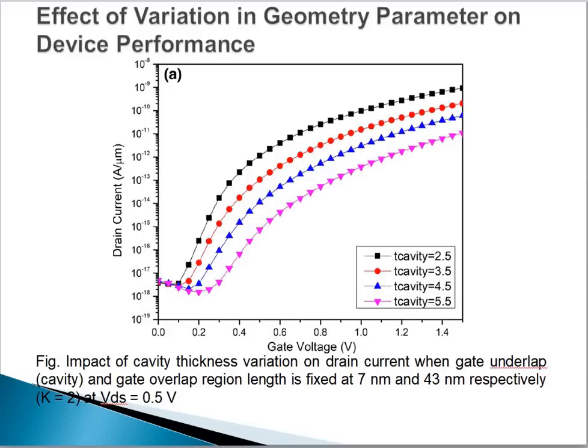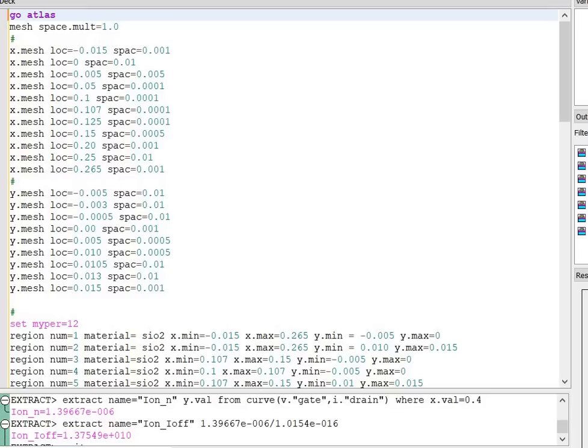Next, we will move to the junction-less TFET biosensor. Let's move to the code of the junction-less TFET biosensor. My dear friends, this is the code for the junction-less TFET biosensor. Start from the go atlas. The meshing starts from minus 15 nanometer up to 265 nanometer, and the y-axis starts from 5 nanometer up to 15 nanometer with different spacing. Please note down the code very carefully.